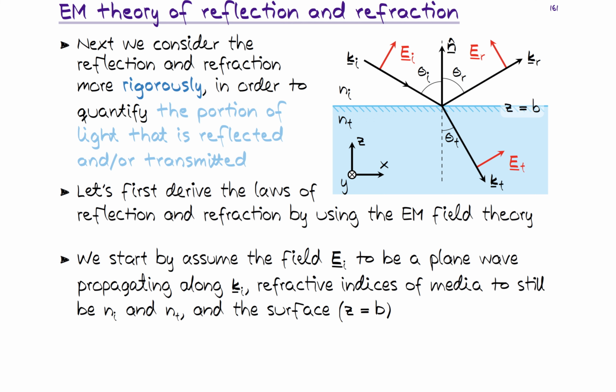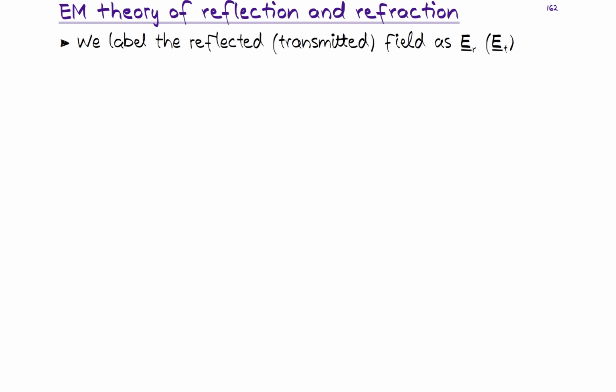And the surface, we need to somehow define that. So let's just say that would be the plane where the z coordinate equals b, and then we define the surface normal to be n hat. So this is the problem situation at hand, and we now tackle solving it based on Maxwell's equations. So let's label the reflected and the transmitted fields as E_R and E_T respectively, so that E_R is reflected and E_T is transmitted.